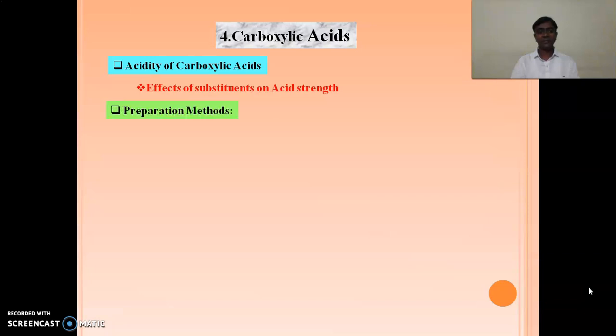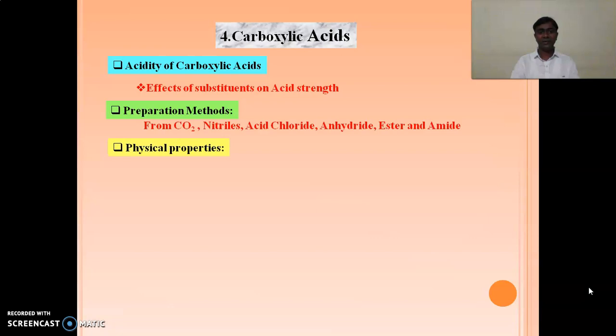The next point is preparation methods. The preparation of carboxylic acids from carbon dioxide, nitriles, acid chloride, anhydride, ester and amide. All these reactions we will discuss in the point of preparation methods of carboxylic acids. The next point is physical properties. Again we will discuss the melting point or boiling point of carboxylic acids, the solubility properties of carboxylic acids, and their physical appearance and nature. All these points we will discuss in the physical properties of carboxylic acids.